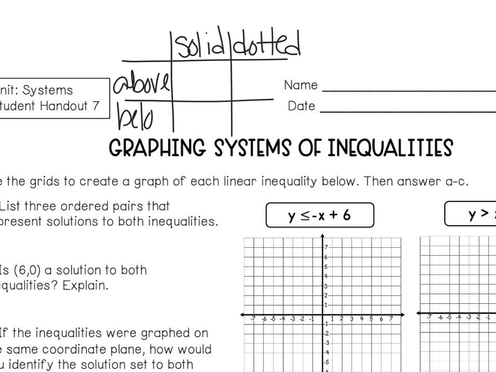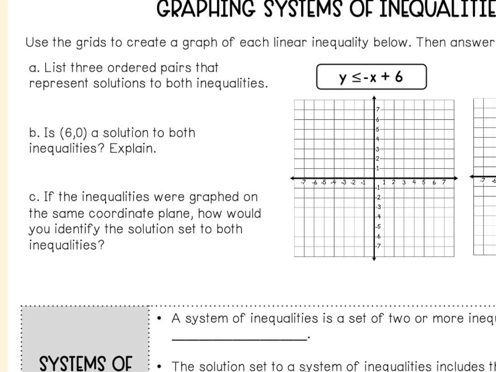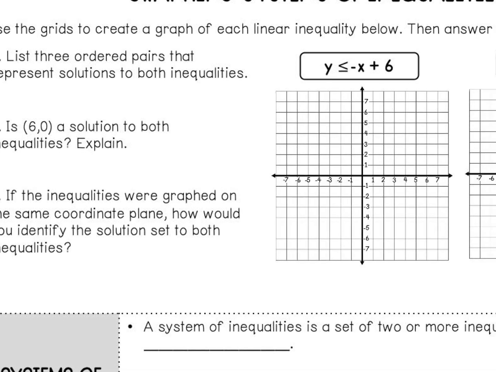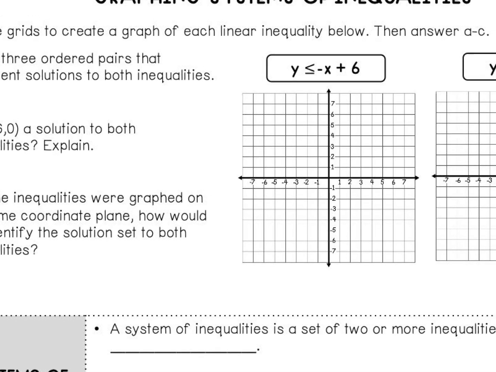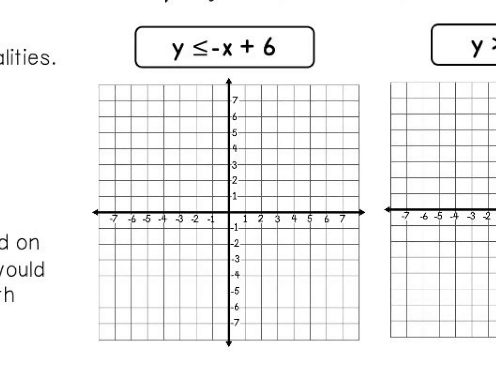And this just lets you know what kind of line goes with which kind of symbol and where we would color, right? So above is going to be greater than, below is less than. And we said if it has this extra or equal to line underneath, that's going to be a solid line. When we look at these two graphs, it says list the coordinates that represent solutions to both inequalities. All right, well, we're going to graph these inequalities first.